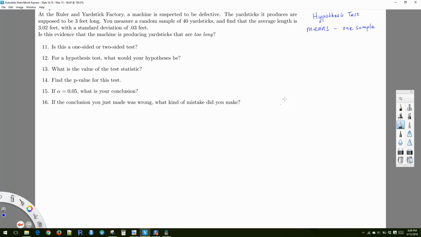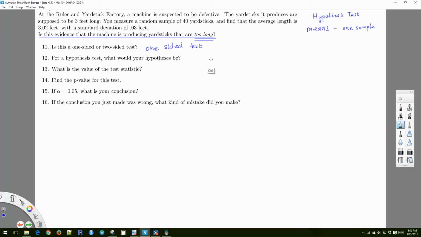All right. So is this going to be a one-sided or a two-sided test? Where do we go to look for that? Okay, we look at the question that says, is this evidence that the machine is producing yardsticks that are too long? So the fact that it says too long here is going to indicate that this is what? A one-sided test.